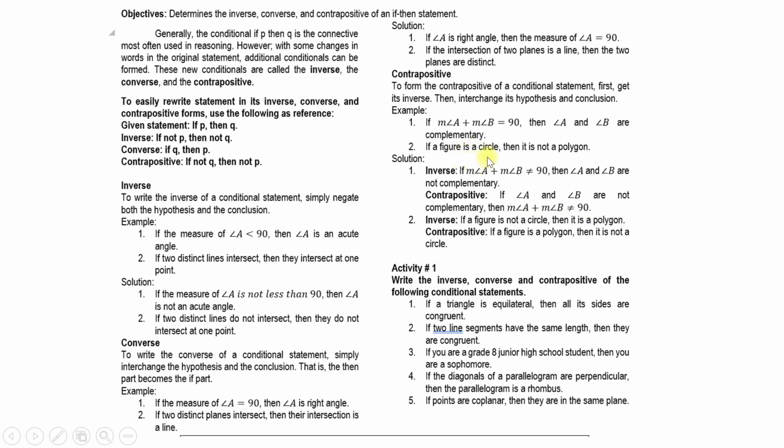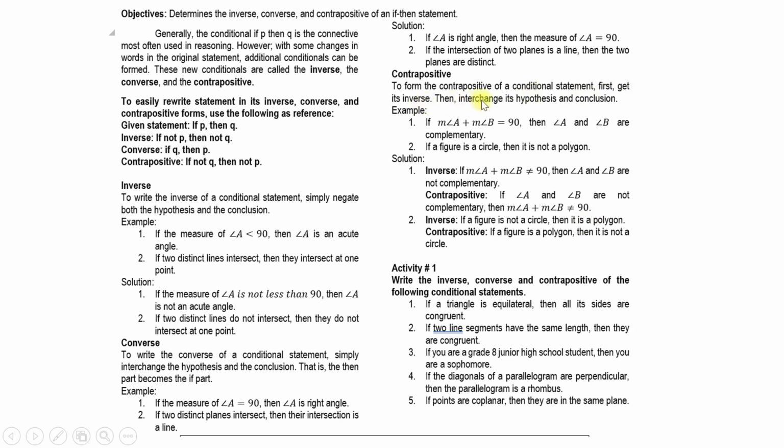If a figure is a circle, then it is not a polygon. Again, the first step is, let us get the inverse. So, unsa may inverse sa atong hypothesis? Butangan lang nato ni og not. So, if a figure is not a circle, then sa conclusion, since negated naman ni daan, so ang isang negation or binali, then it is a polygon. So, nakuha na nato ang inverse.